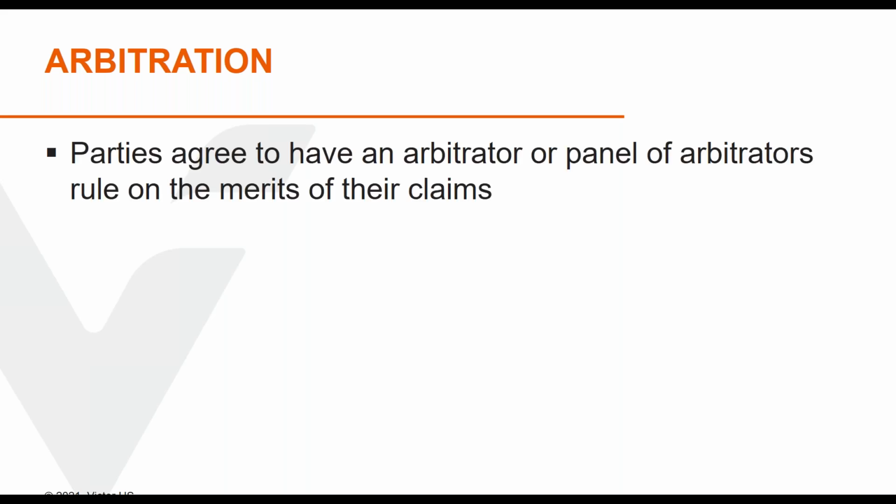Arbitration is the alternative, and this is you agreeing to have an arbitrator or a panel of arbitrators rule on the merits of the claims. Typically in your contract, you have to agree on the rules for selecting arbitrators and the arbitration process. There are organizations such as the American Arbitration Association that provide standardized rules for the construction industry. And typically what you have is a panel of pre-qualified arbitrators and administration of the arbitration process.